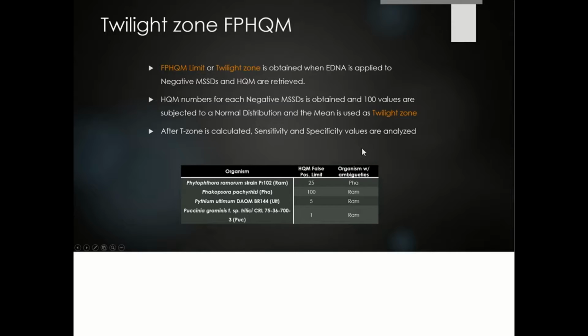And these are organisms with ambiguity, which means that Phytophthora organisms might hit on each other, Phytophthora might hit on ramorum, or Pythium ultimum might hit on ramorum. So these are the organisms with ambiguity that we use to compare. This is the approach I used.